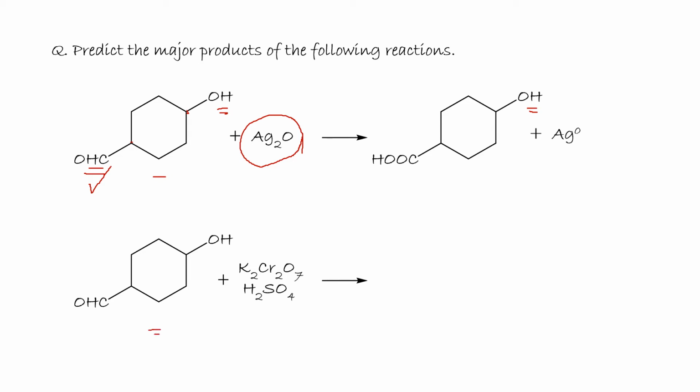The same compound, under the action of chromic acid formed in situ from a mixture of potassium dichromate and sulfuric acid, will oxidize the secondary alcohol as well as the aldehyde, and we get this compound. The secondary alcohol will become a ketone, and the aldehyde will become a carboxylic acid.